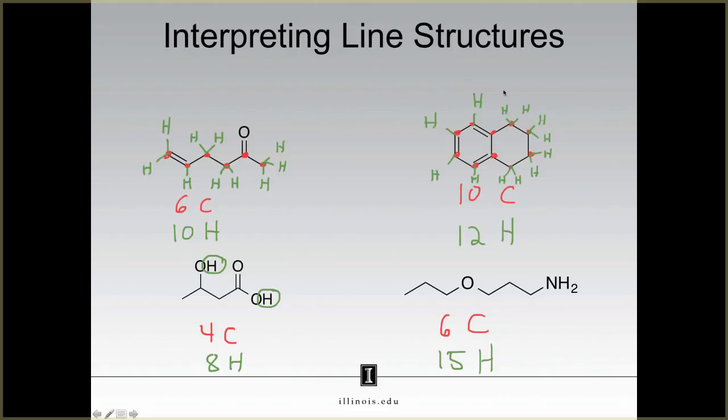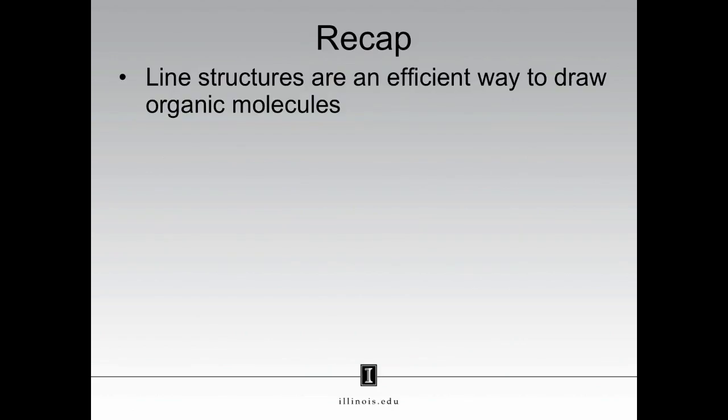Hopefully this section has been good practice for you in learning how to interpret line structures. That brings us to the end of this webcast. To recap, line structures are an efficient way to draw organic molecules. As most atoms in organic molecules are second-row elements, most atoms obey the octet rule.